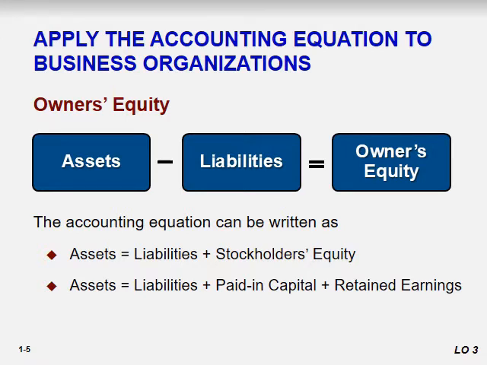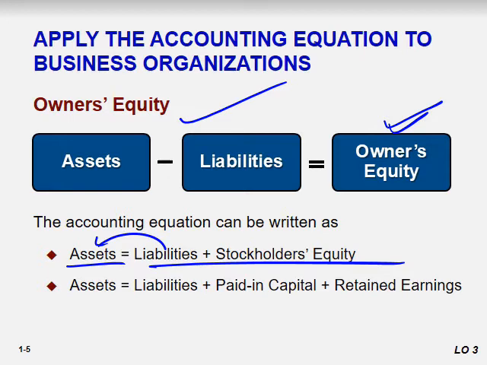So we can also rearrange the accounting equation. If you want to find out the owner's equity, you just rearrange the accounting equation. So what was the accounting equation? It was assets equal liabilities plus owner's equity. So if you want to find out the owner's equity, you just take the liabilities to the other side of the equation, and it is assets minus liabilities equal owner's equity.